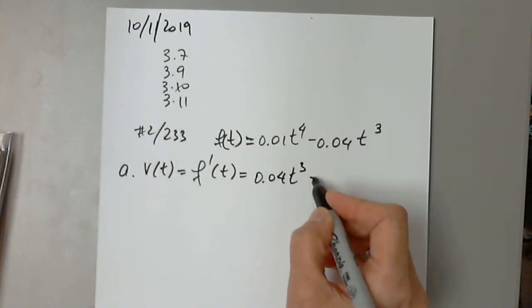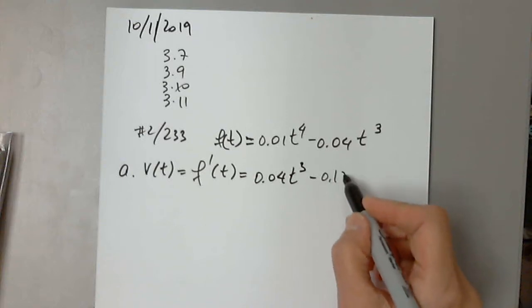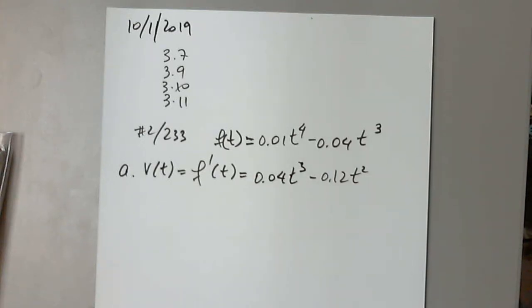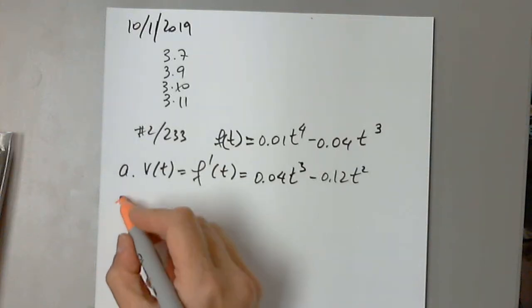0.04 times t to the third minus 0.12 t squared. There was no secret there, right? We know this, right? Yes, everyone? Perfect. Part B, what is the velocity after 3 seconds?